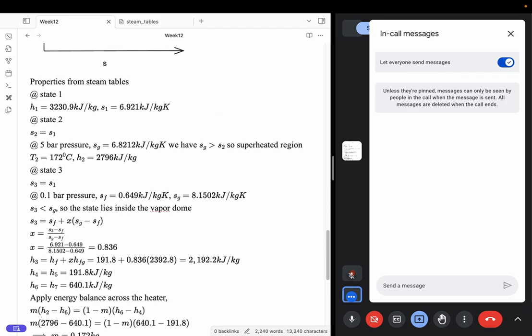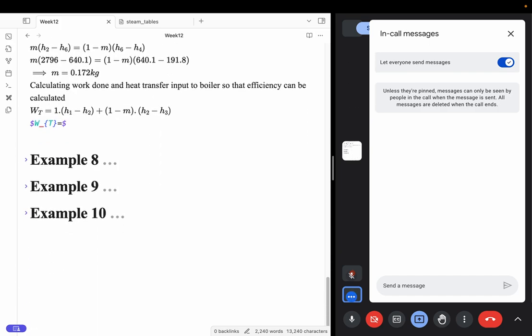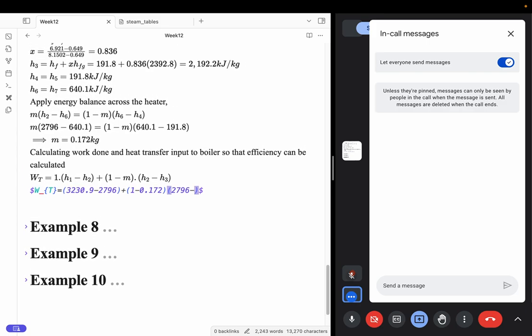So if I substitute the values, h1 is 3230.9 minus h2, which is 2796, plus 1 minus m times h2 minus h3. h2 is again 2796 minus h3, which is 2192.2. This comes out to be around 934.8 kilojoule per kg. Now this is the turbine work.